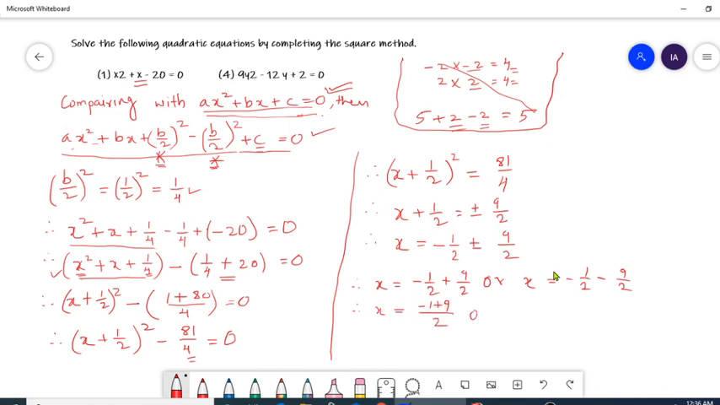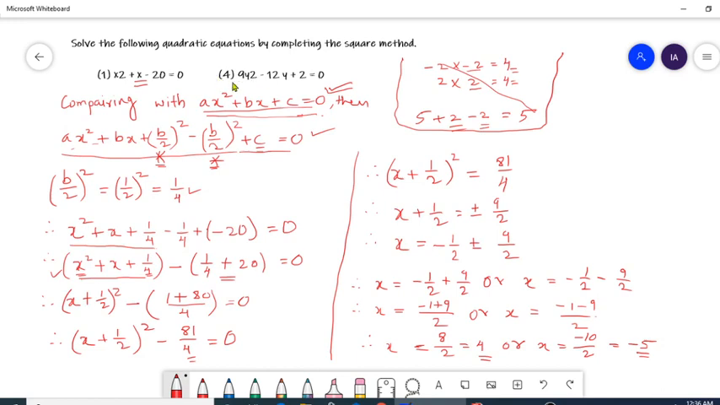Or x equals to minus 1 minus 9 upon 2. So this way x is equals to minus 1 plus 9, that is 8 upon 2, which is equals to 4, or x equals to minus 1 minus 9, that is minus 10 upon 2, which is equals to minus 5. So minus 5 and 4 are the roots of the given equation.